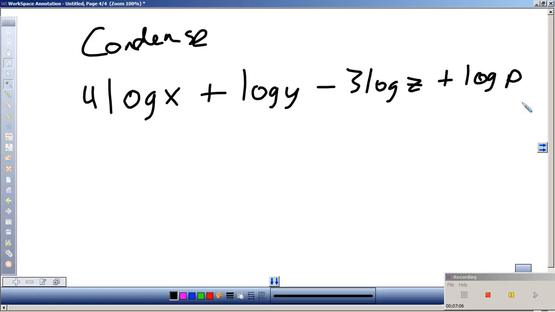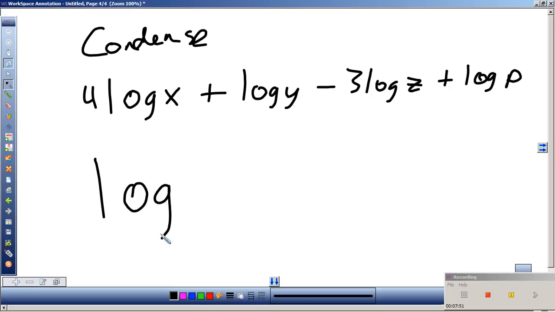So if, for example, I had a log 2 and a log 3, those two could be combined. Let's start. First, our base is going to stay the same. So we're going to have log. I'm putting it as the base because all of this is going to go into it.